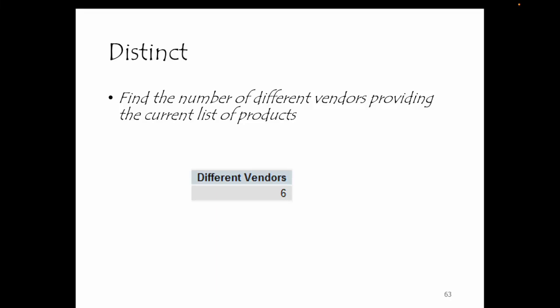Now let's talk about a new keyword called distinct. So let's look at the example. Find the number of different vendors providing the current list of products.